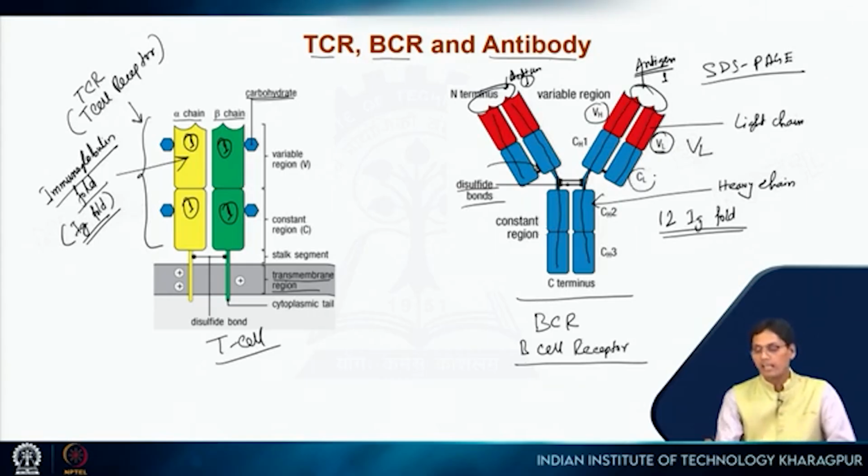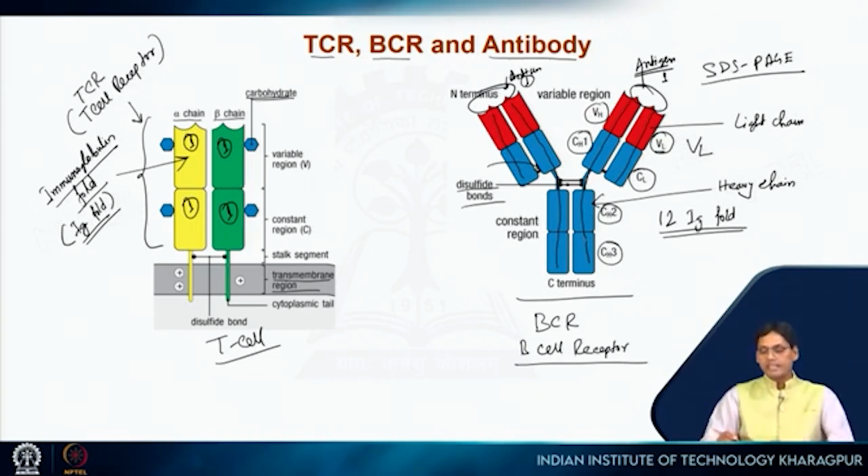Then here CL, the constant region of the light chain. And now here CH1, CH2 and CH3, the constant regions of heavy chain 1, 2 and 3. So this is the antibody structure.